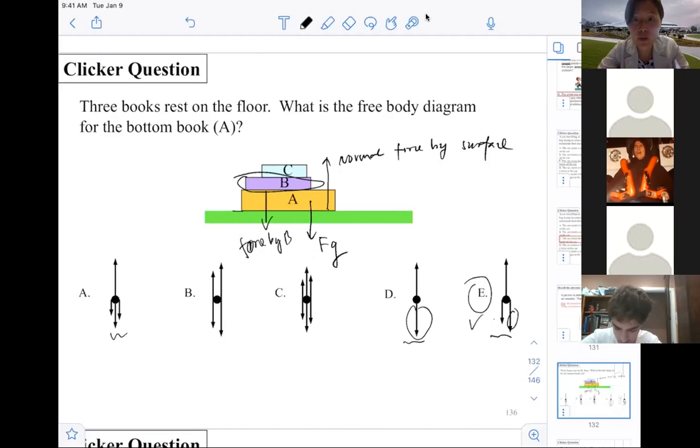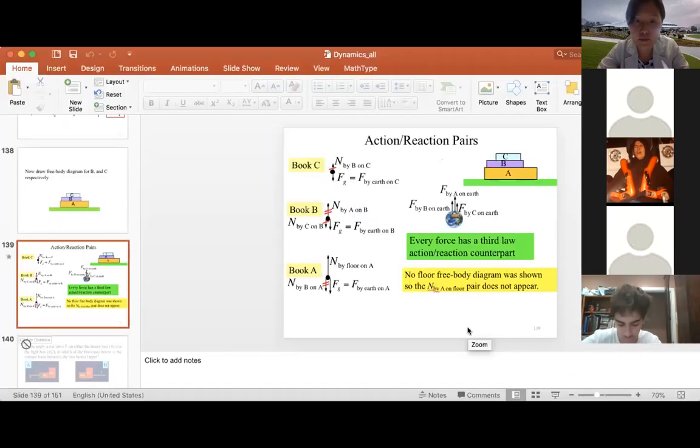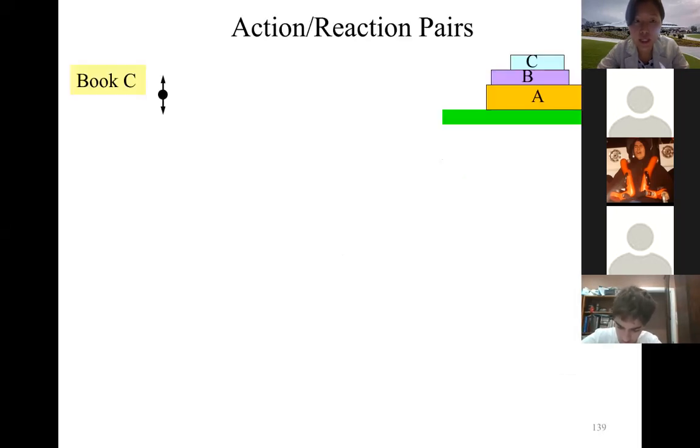So I want to show you the different action reaction pairs on all of these books. So let's do that by looking at the animated slides. So let's look at book C. Okay, book C, if you draw the free body diagram, C has two forces only. One is gravity, one is normal force. Gravity provided by the earth, normal force is provided by B. B is supporting C, right? So you have those two forces.